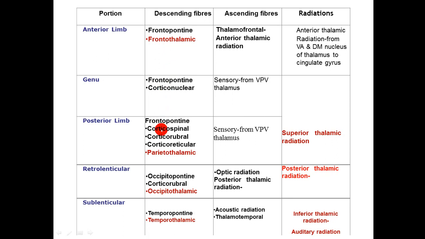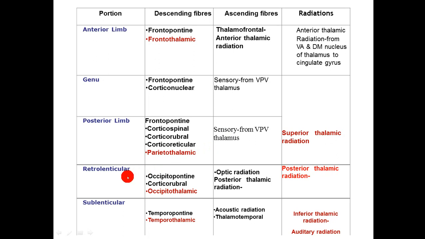Here in the posterior limb we have especially the corticospinal fibers concerned with the upper limb, thorax, and the lower limb. Then we have extrapyramidal, that is the corticorubral fibers, then the corticoreticular fibers, and the parietothalamic fibers. And the sensory part, ascending fibers, which are coming from again the ventral posteromedial and ventral posterolateral, that is the superior thalamic radiation, going to the primary sensory area 3, 1, 2.